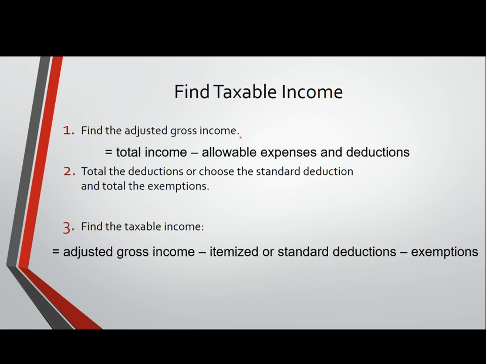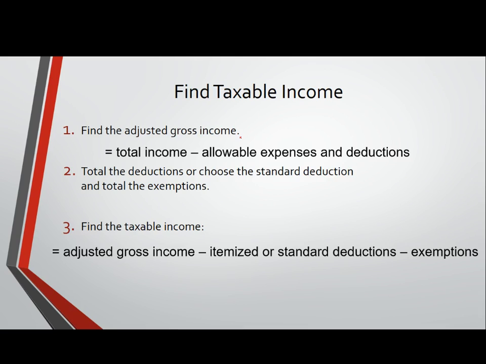Okay, so to find your taxable income, you first find the adjusted gross income. So you're going to take your total income and subtract any expenses or deductions, and that gives you your gross income.